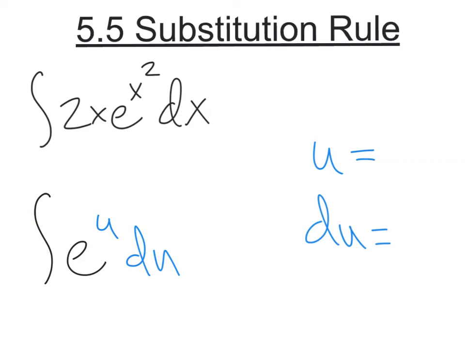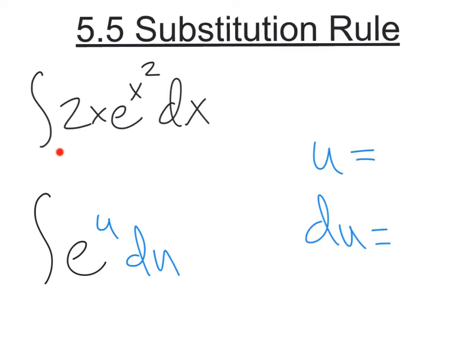What's up? This video covers section 5.5, the substitution rule. Often we call this the U substitution or U sub rule because typically we use U as our letter of substitution, but obviously it doesn't matter what letter you use. The point of this is to essentially do the chain rule backwards when we're taking antiderivatives of more complex functions.